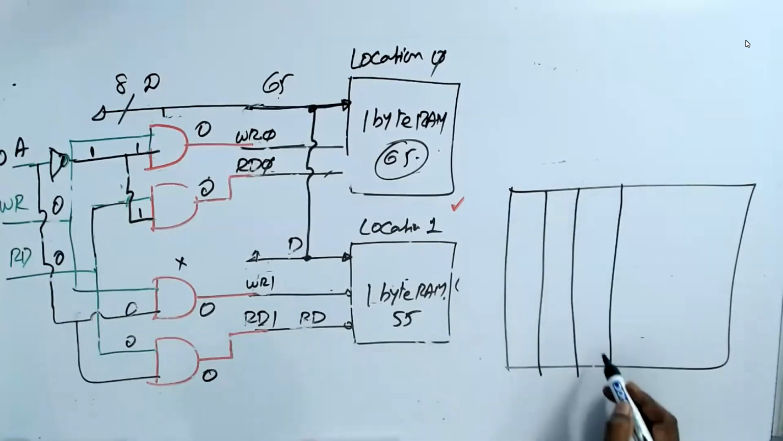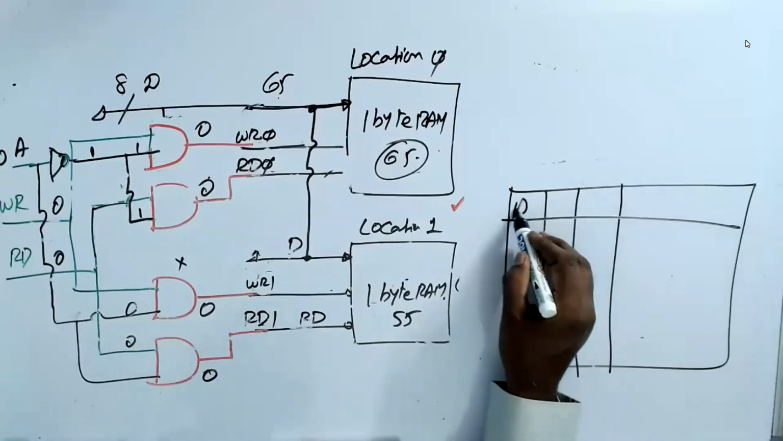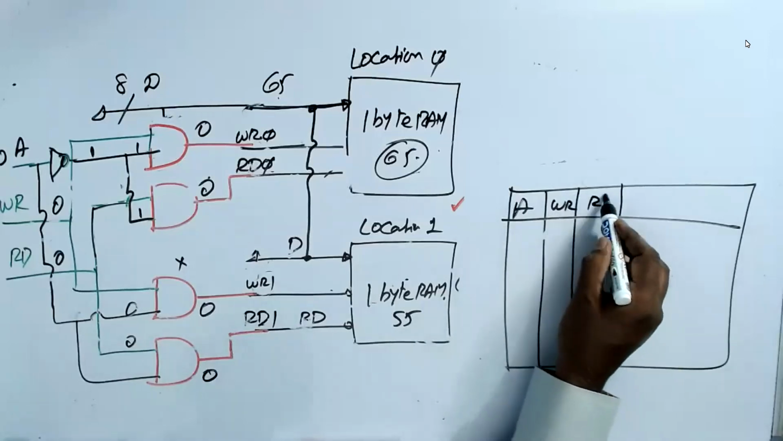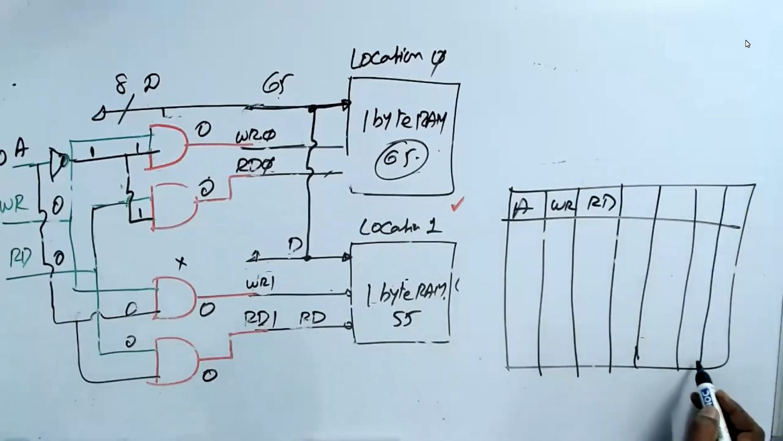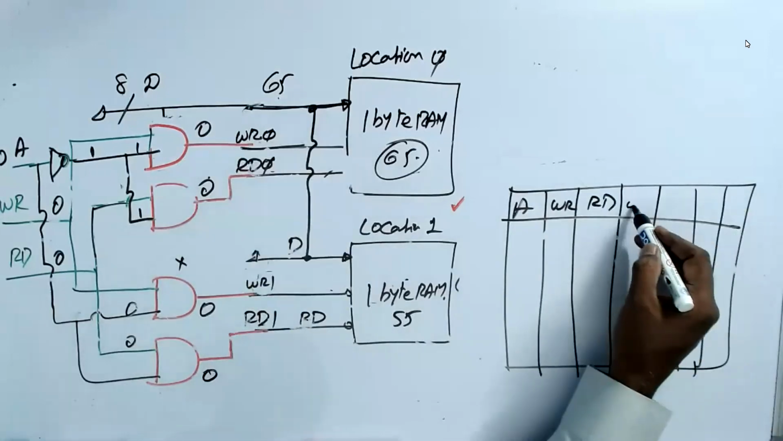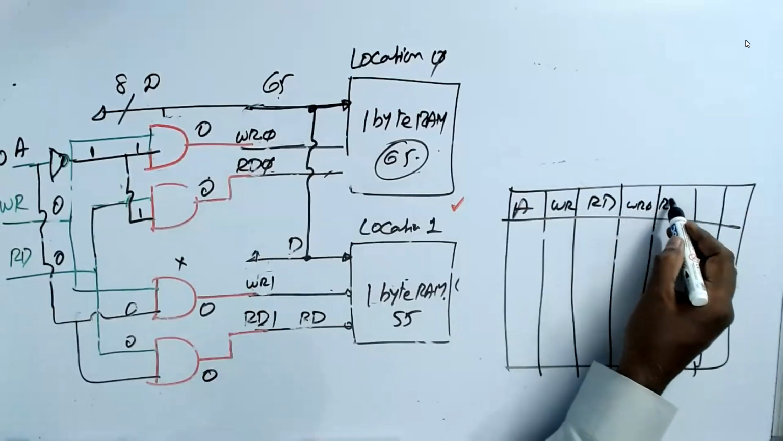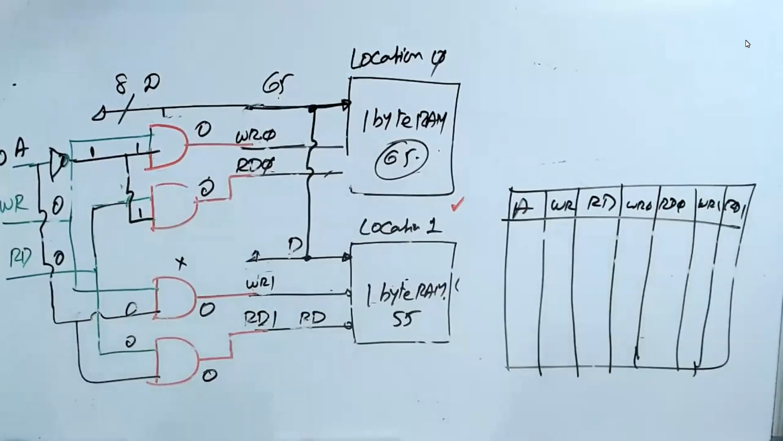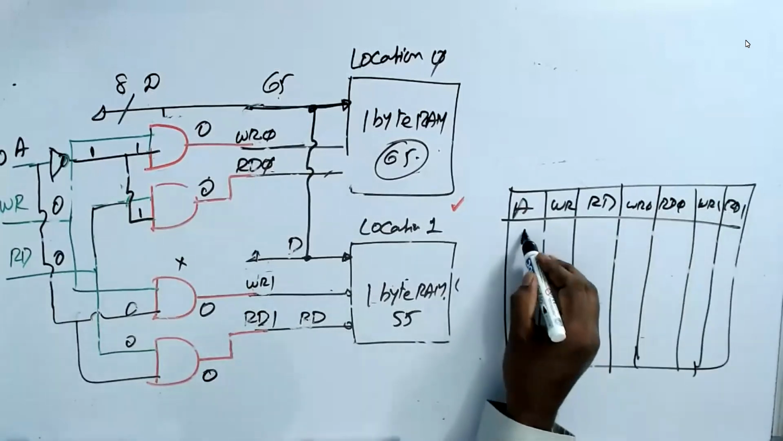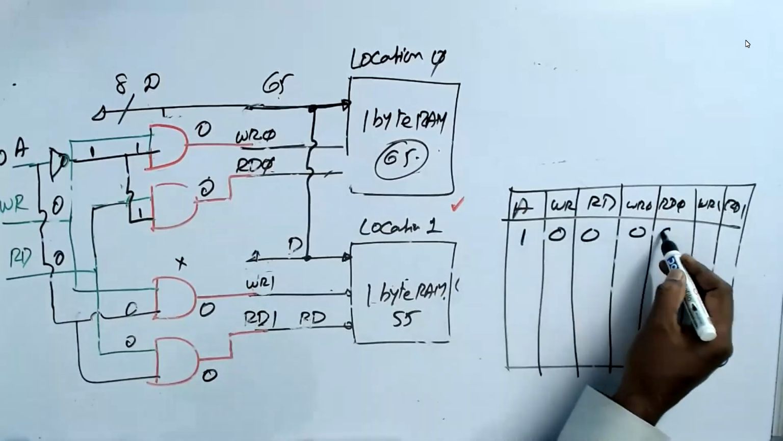The input is how much? 3 signals: A, write, read. The output is 4 signals. What are the 4 signals? Write 0, read 0. Write 1, read 1. Now when A is 1, both are 0, all are 0.